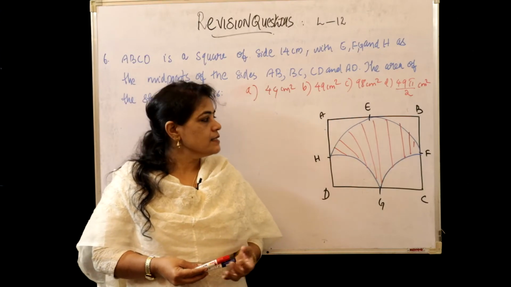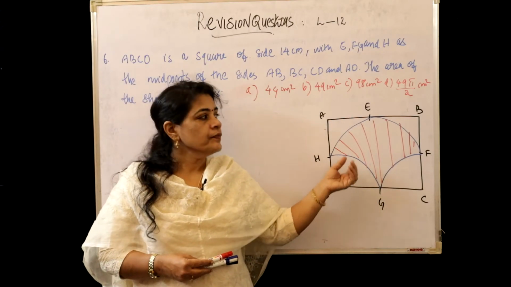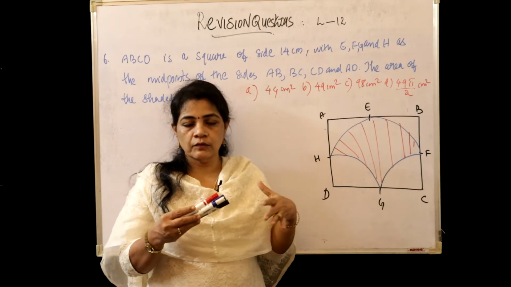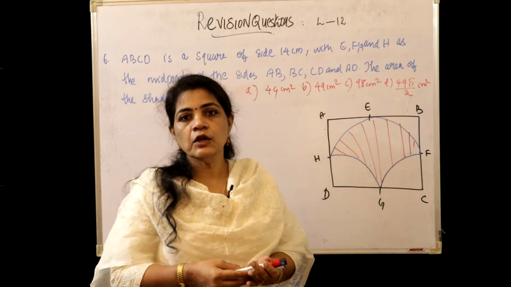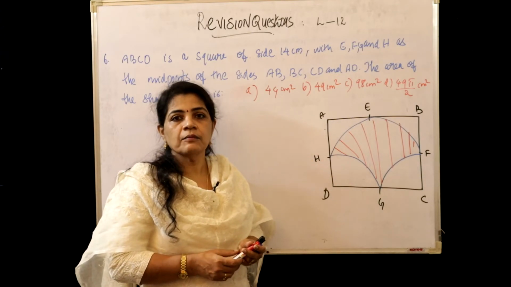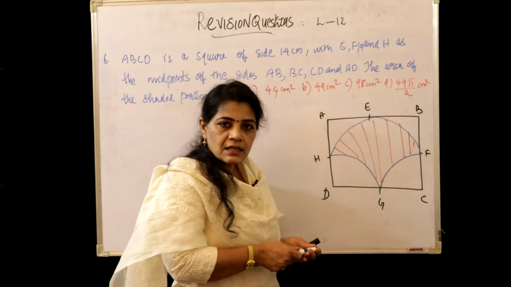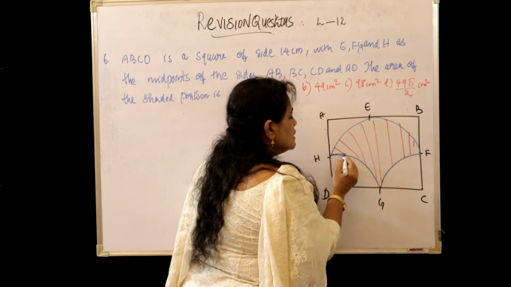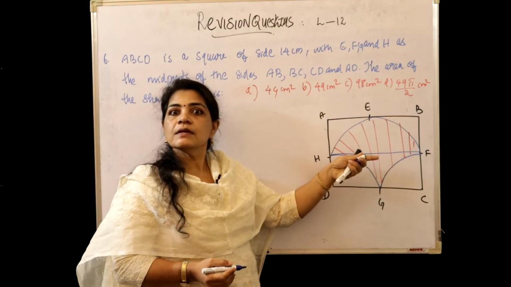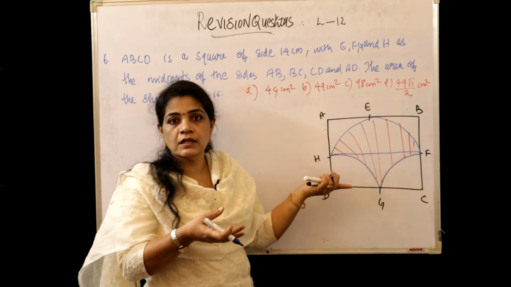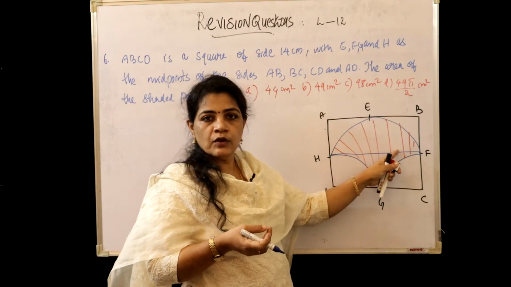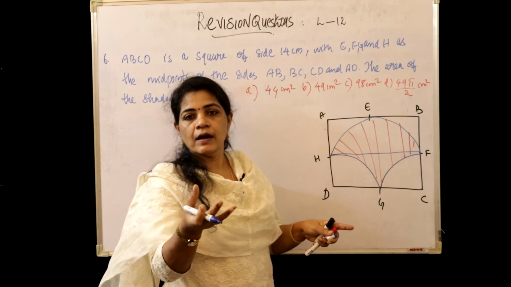Question is clear children? Since we don't have a direct formula to get the area of this shaded region, we are making some non-shaded parts, and we can directly use the formula for that. Since H and F are the midpoints, if you divide this shaded region by joining the midpoints of AD and BC, you will get a semicircle, because it is the midpoints and the shaded region is inside the square.